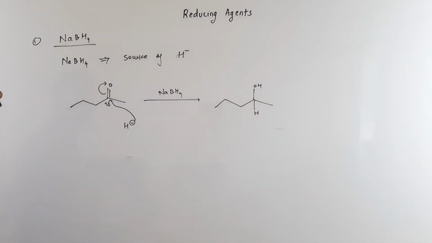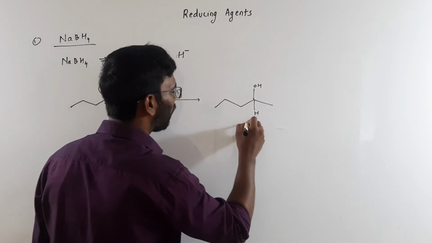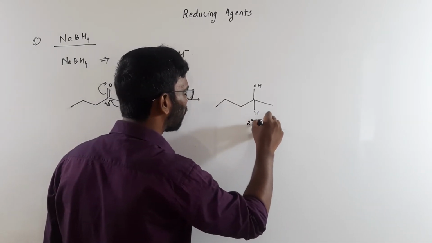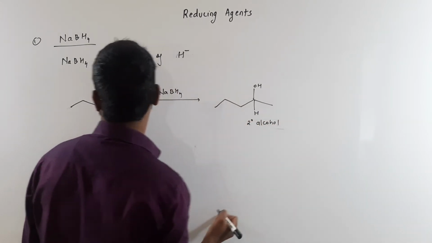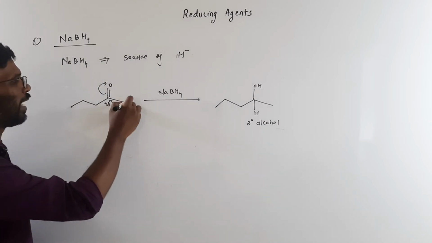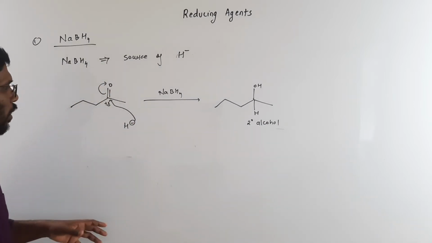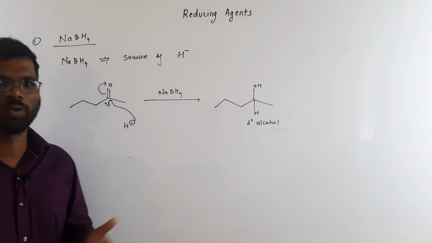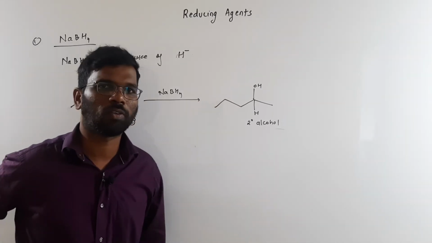This is the alcohol which you are going to get. And what degree alcohol is this? This is a secondary alcohol. This is a methyl group which is connected to it, and it is not a very good leaving group. That's why there is a formation of the alcohol at this level.